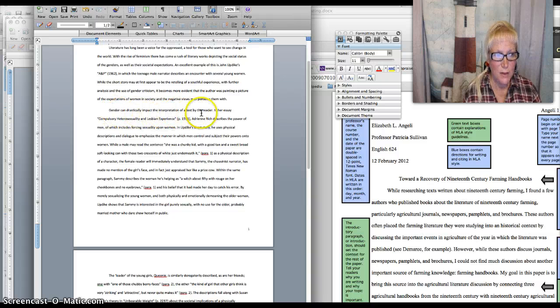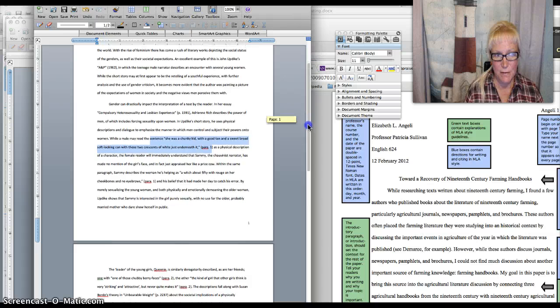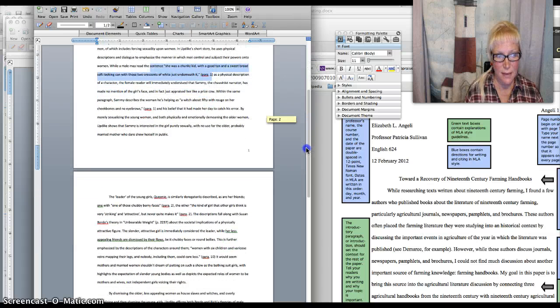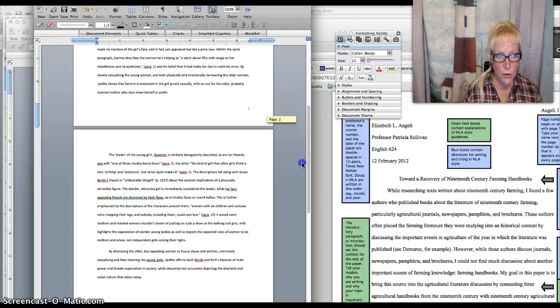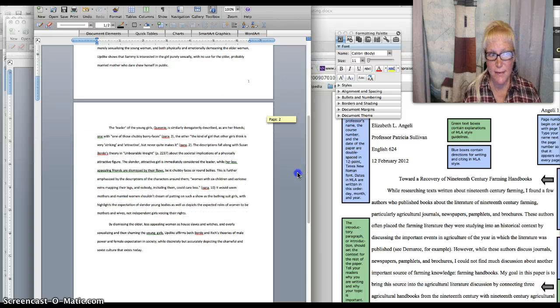It's important. So we're talking about gender and compulsory heterosexuality in the lesbian experience. Adrienne Rich, super well known, describes the power of men, which includes forcing sexuality upon women. In Updike's story, this is what happens. These are some very specific quotations. And so I would look for some citations from Rich too, but I wouldn't find any. So although this essay does cite the A&P very well, you can see at a quick cursory glance that that's the only citation here.